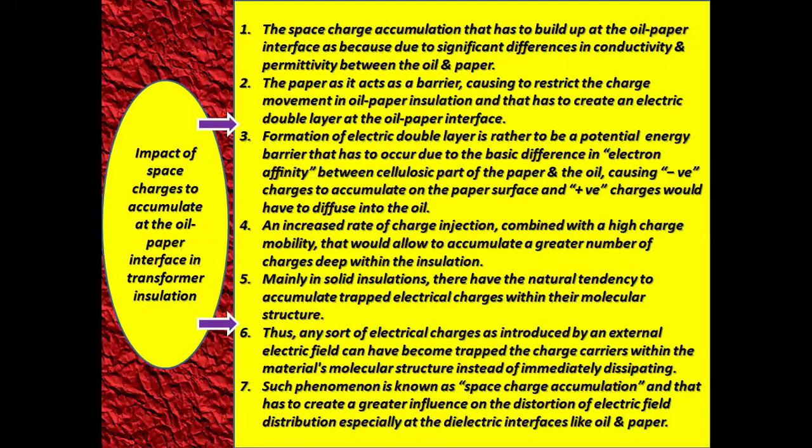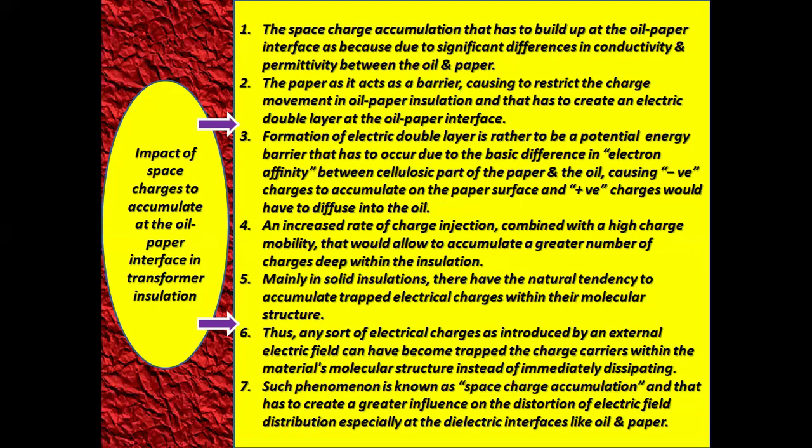Impact of space charges accumulating at the oil paper interface in transformer insulation. The space charge accumulation builds up at the oil paper interface due to significant differences in conductivity and permittivity between the oil and paper. Number two, the paper acts as a barrier, restricting the charge movement in oil paper insulation, and that creates an electric double layer at the oil paper interface.